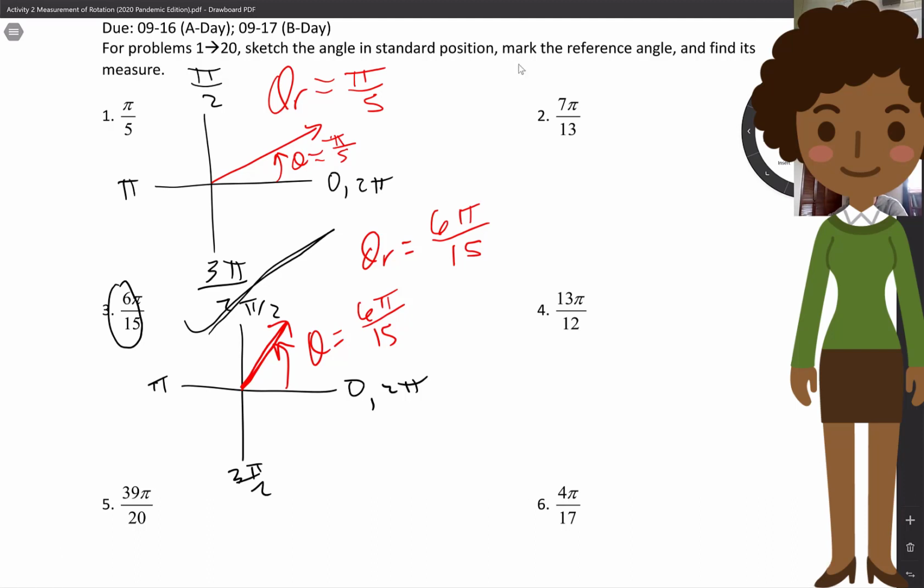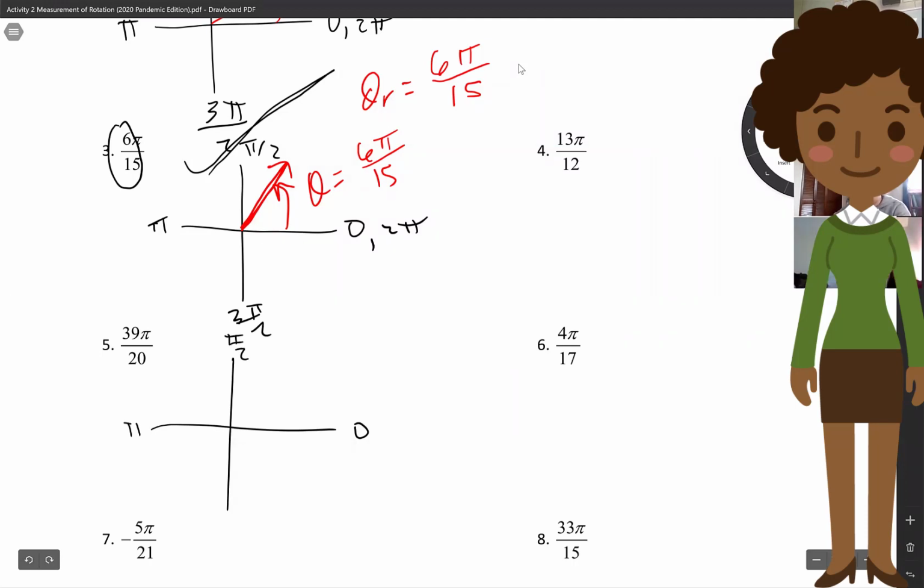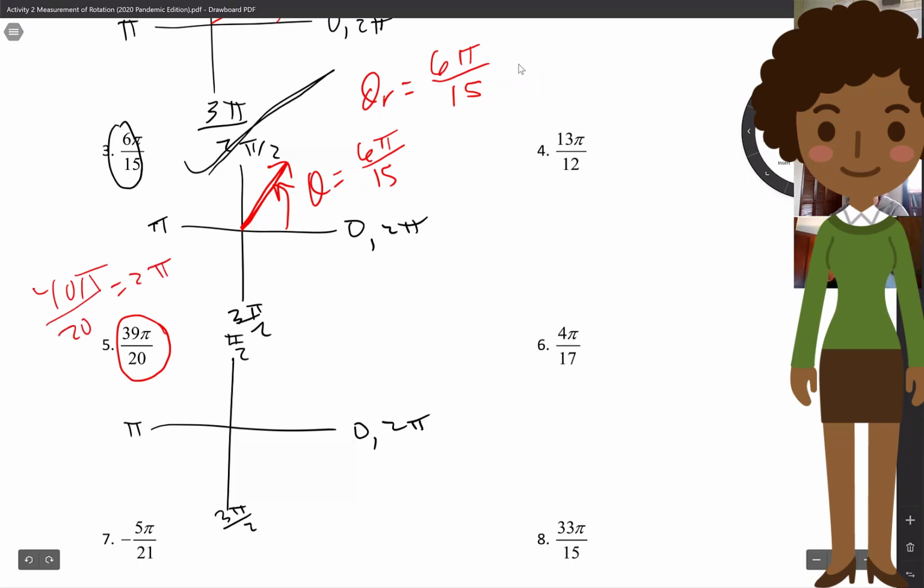All right, so here we go. Number 5. Again, I start with my little grid. I put 0, pi over 2, pi, 3 pi over 2, and then 2 pi. Then you come back over here and you say, okay, 39 pi over 20. Look how close that is to 2 pi. If that had been 40 pi over 20, that's 2 pi. So remember, you always start right here, and then it goes around. Maybe it's even closer than that, but I'm not looking for perfection here. So that angle right there is 39 pi over 20.